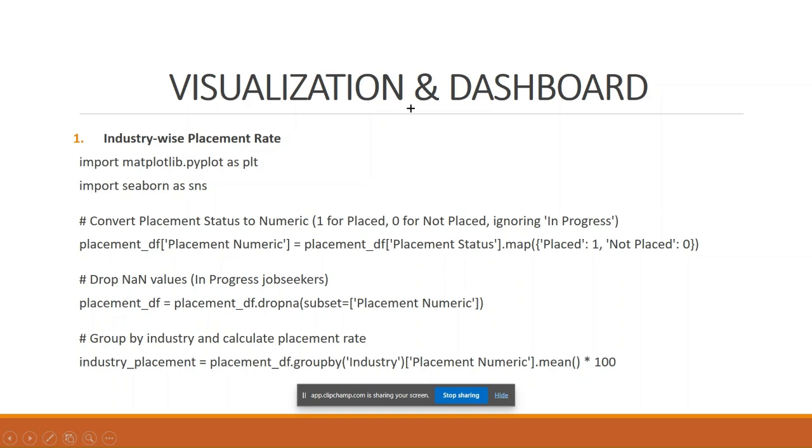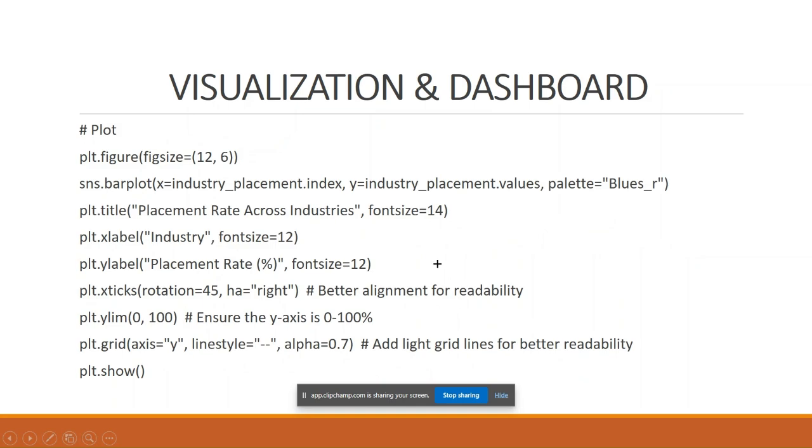Now, visualization and dashboard. An easier way to understand which industries have a high placement rate would be to show it in the form of a bar graph. In our case, we use Matplotlib and Seaborn. Again, we convert the placement status to numeric, 1 for placed, 0 for not placed, and we don't include the in progress. We also drop the NaN values, group by industry, and find the percentage. So a higher percentage indicates higher placements and vice versa.